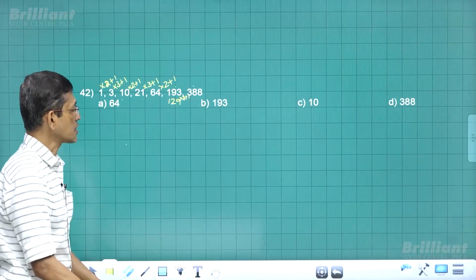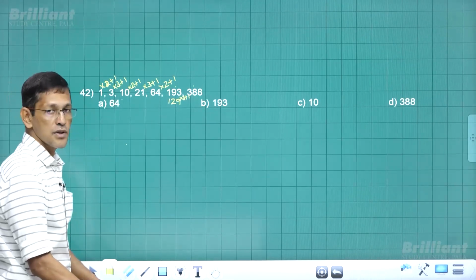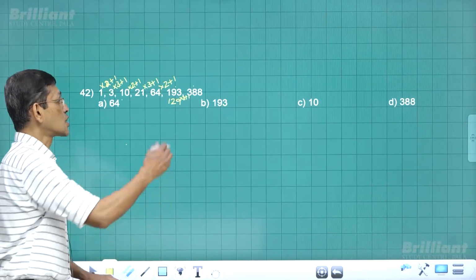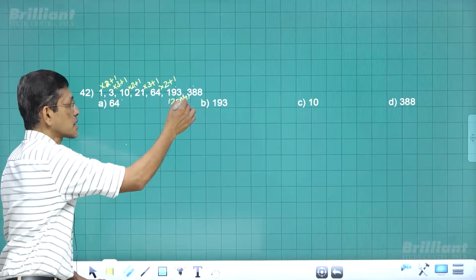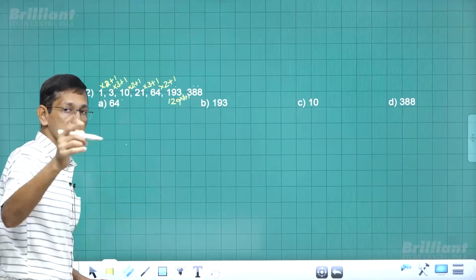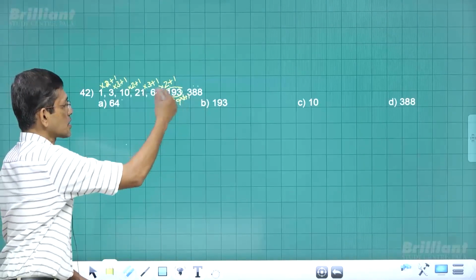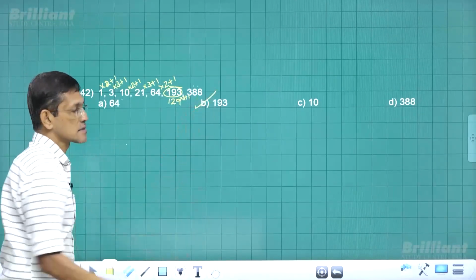Okay, so if it is 87, 300 plus 87 is 387, plus 1 is 388. So 129 into 3 plus 1 is 388. So 388 is the correct number. Then which one is the wrong number? 193 is the wrong number. So that is the answer.